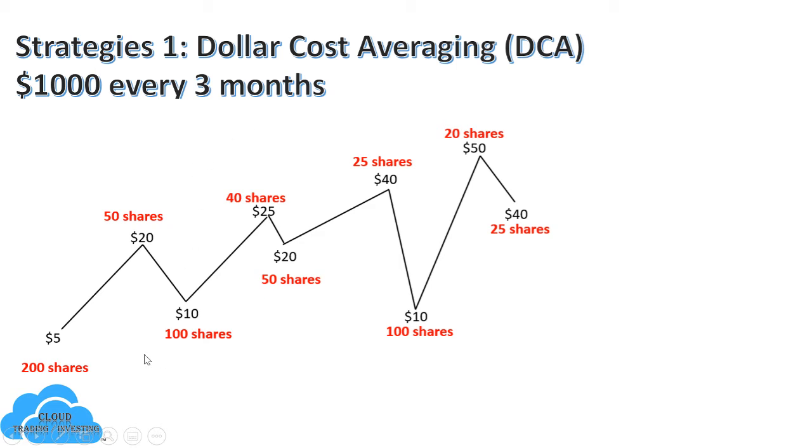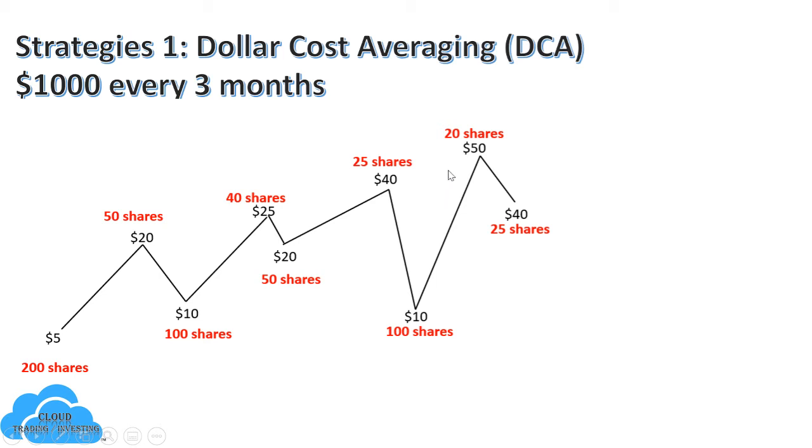Let's say in the beginning the price is $5, then your $1,000 can buy 200 shares. Then after 3 months, the price goes up to $20, then your $1,000 can only buy 50 shares. Then after another 3 months, the price comes down to $10, then your $1,000 can buy 100 shares. Then it's like that continuously every 3 months that you buy.